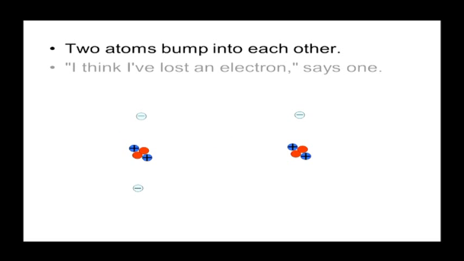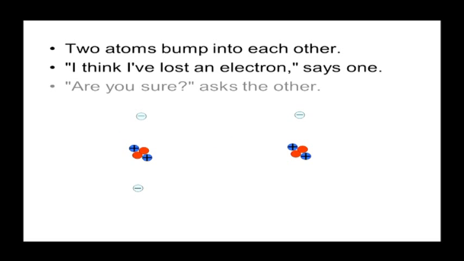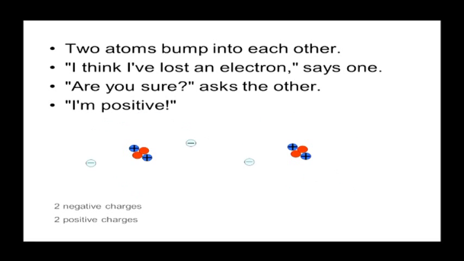What about this one? Two atoms bump into each other. "I think I've lost an electron," says one. "Are you sure?" asks the other. "I'm positive." I use this with my Year 9 class, so my students never really appreciated my sense of humour, but never mind. You may not either. But it just illustrates the point that we can use humour to get a concept across.